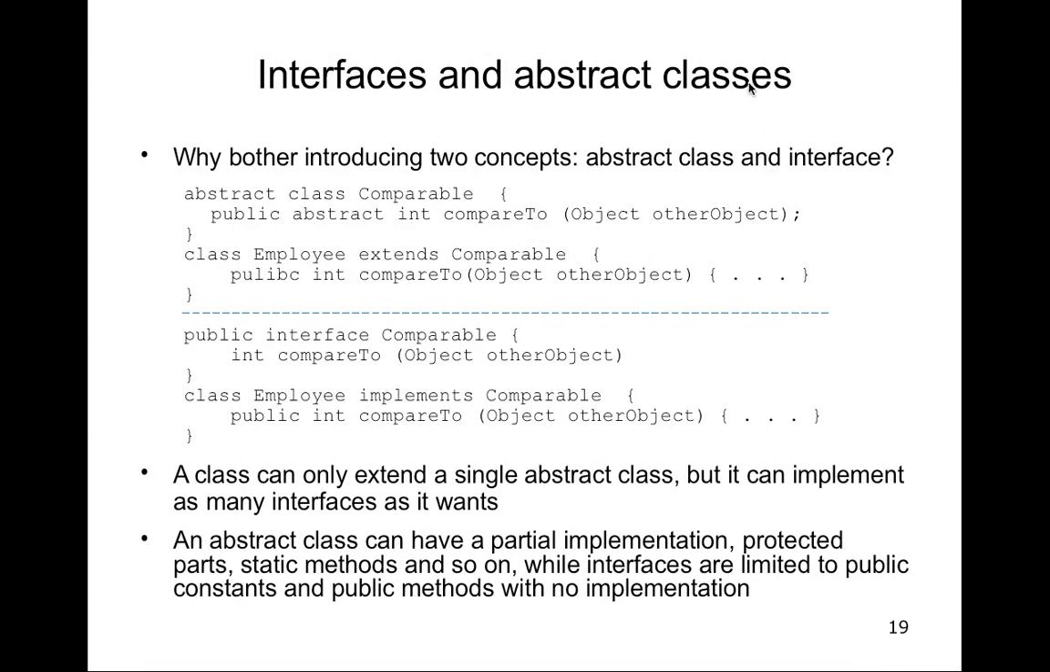Interfaces and abstract classes are generally used together. So why bother introducing two concepts? Employee extends an abstract class, and Employee implements the Comparable interface. Where are you going to get multiple? You can't. It's only one in terms of extending. A class can only extend a single abstract class, but it can implement as many interfaces as it wants. So it gives you multiple inheritance, essentially.